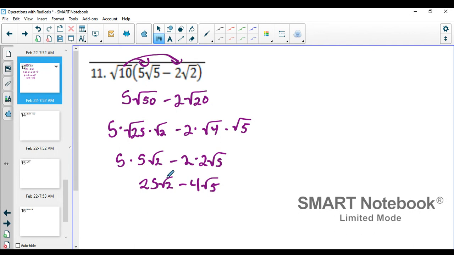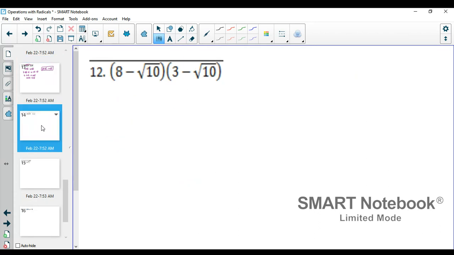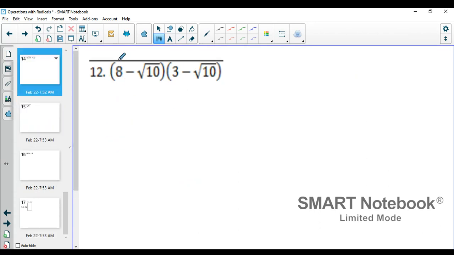So we don't have the same radicand, which means we can't combine these any further. So 25 square root of 2 minus 4 square root of 5 is going to be our final answer for number 11. All right, and moving on to number 12, we have 8 minus the square root of 10 times 3 minus the square root of 10.